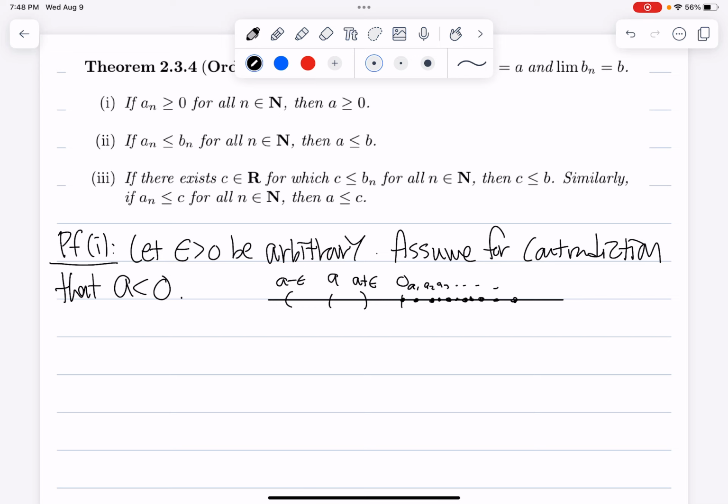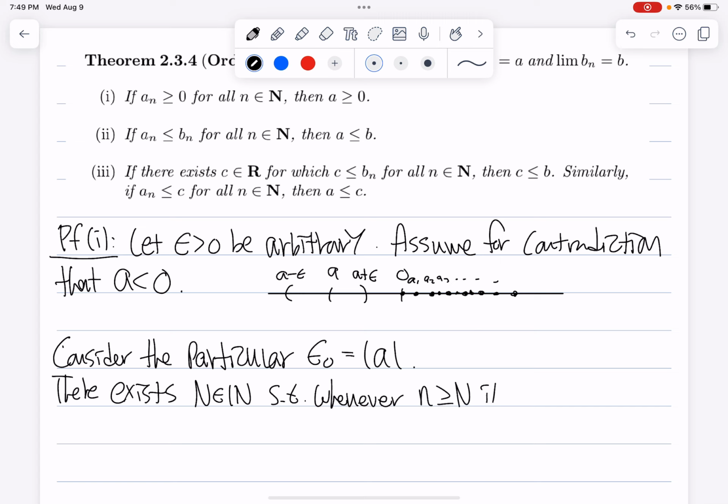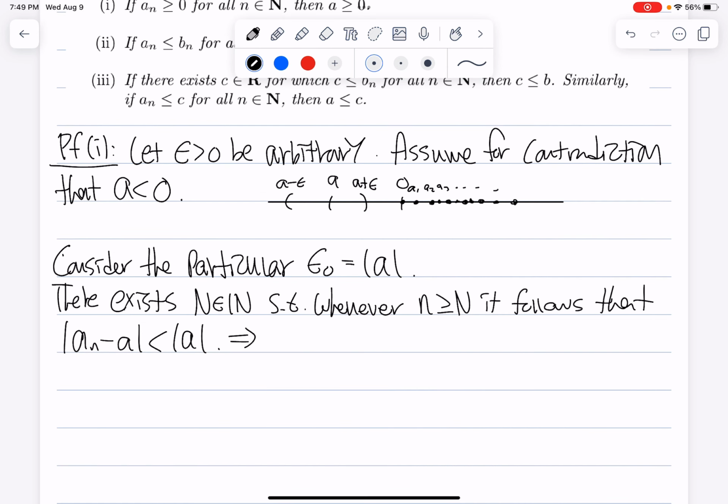All right, so we let epsilon greater than 0 be arbitrary. Consider the particular epsilon naught to be the absolute value of a. Since a is less than 0, the absolute value of a is greater than 0, so that allows us to choose epsilon naught to be the absolute value of a. Then, since the sequence an converges, there exists big N in the natural numbers such that whenever small n is greater than or equal to big N, it follows that the absolute value of an minus a is less than the absolute value of a. This implies that an is less than 0 for n greater than or equal to N.